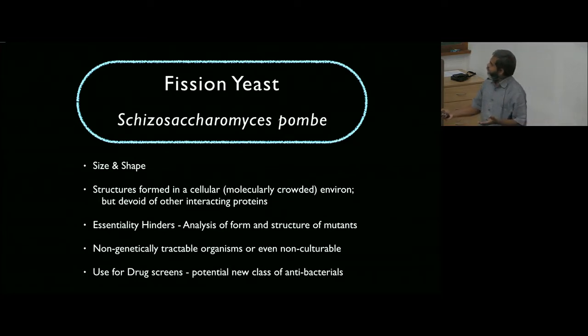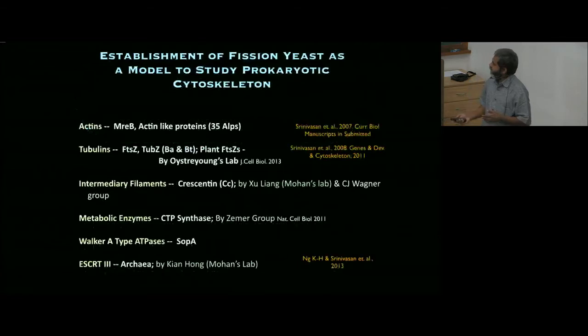So in case of fission yeast, we were able to make umpteen number of mutants that would not affect the cells and still study them. So in that process, we had established fission yeast as a system to study the prokaryotic cytoskeletal systems for a large number of proteins. In fact, all the proteins that were there. And we also identified a new cytoskeletal element from Archaea, which is the ESCRT-III family, using the system.